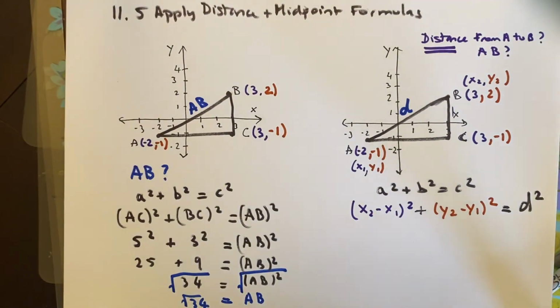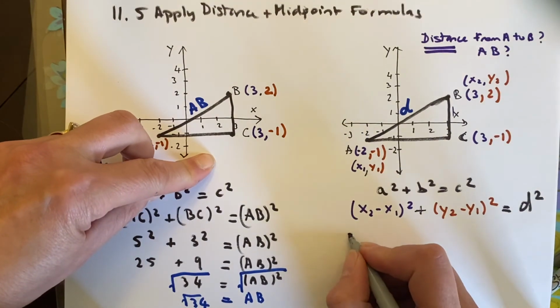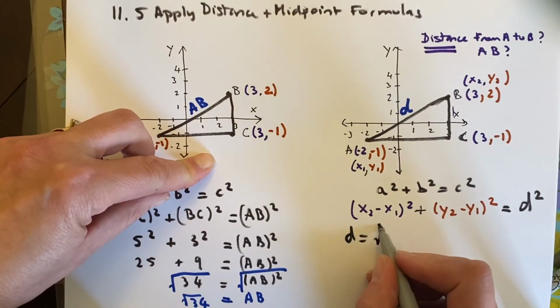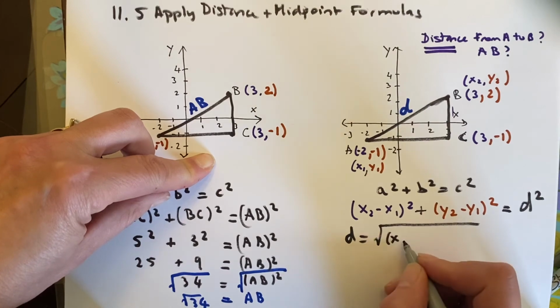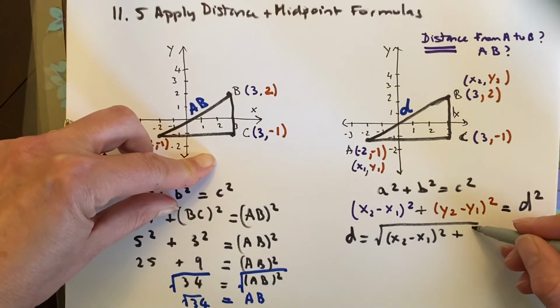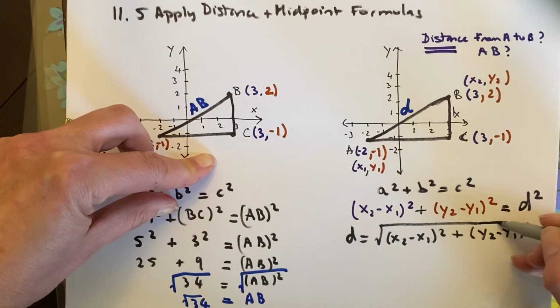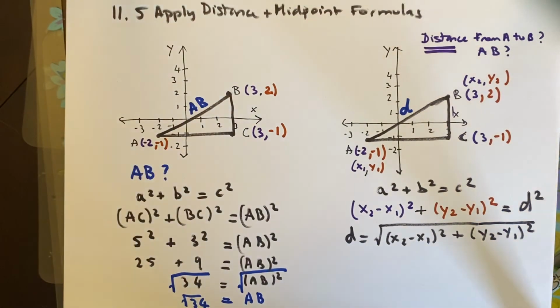Well, all I need to know now is if I want to solve for D, right? If I'm solving for D and I'm going to reverse this equation, I get D equals the square root of x2 minus x1 squared plus y2 minus y1 squared, which I'm thinking you probably remember at this point is the distance formula that you learned last year. So that is the distance formula. And let's see if it works.